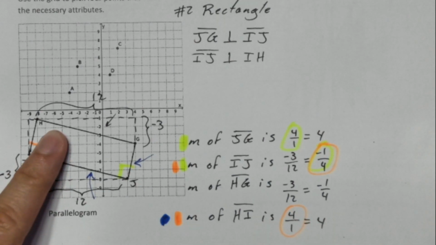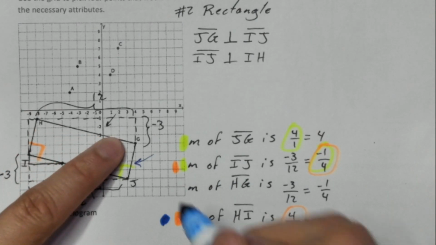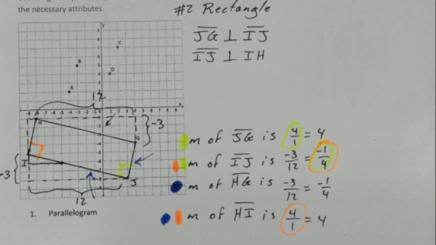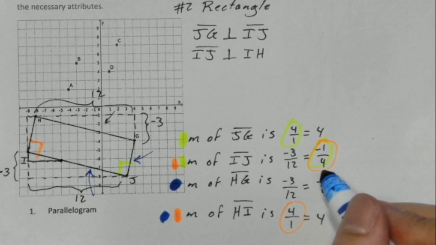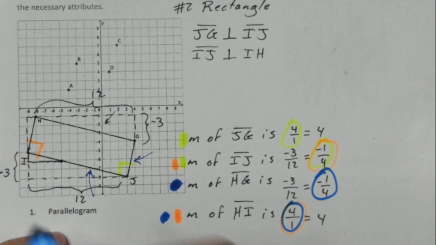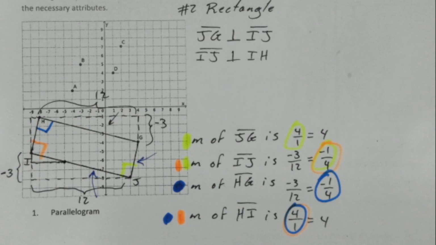If we take a look now, look at IH, this one, and then take a look at HG, which is this one. All right, we want to focus on their slopes. Take a look at this slope versus this slope. Same thing. They're flipped, which is reciprocal. One of them is positive, the other one is negative. That's negative opposite reciprocals. So that's the case for that one.